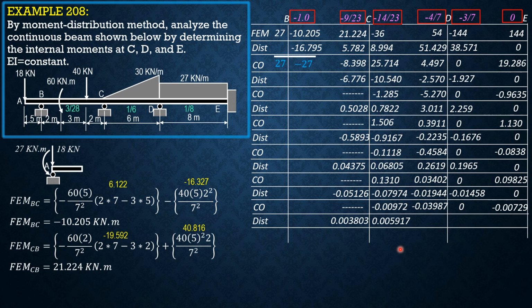So therefore, MC is negative 11.742 kilonewton meter. M sub D is negative 105.066. And moment at E is the negative of this value. So negative 163.46 kilonewton meter. So that's it for this problem. I hope that you were able to follow and understood the tabulation and solutions.